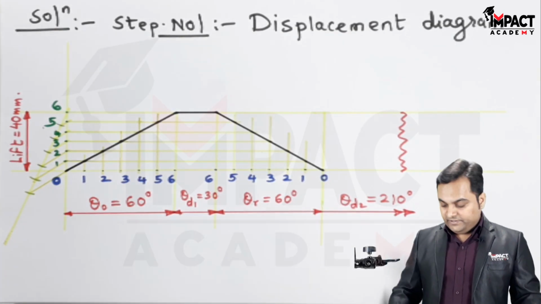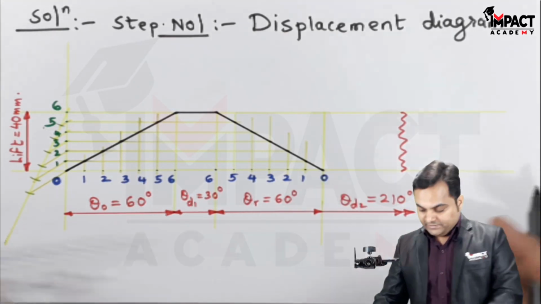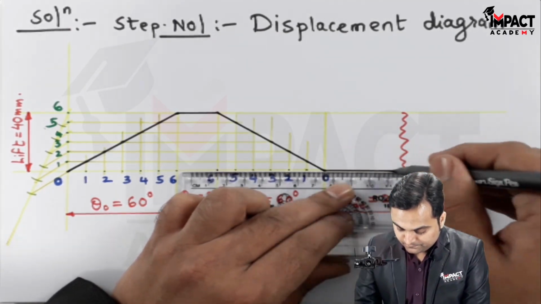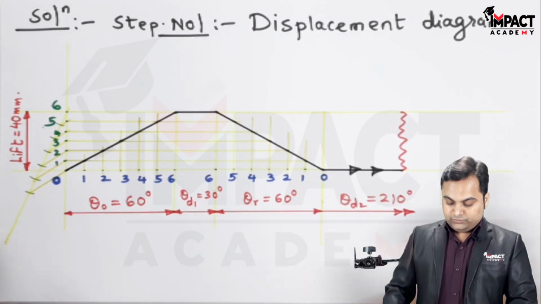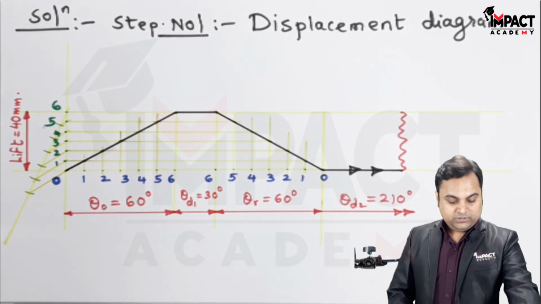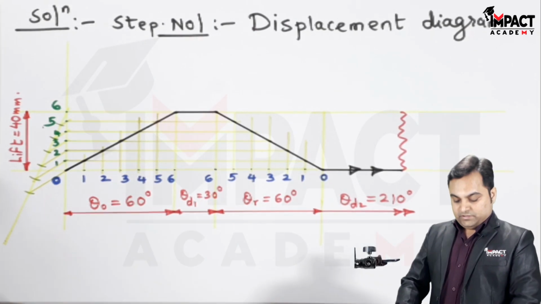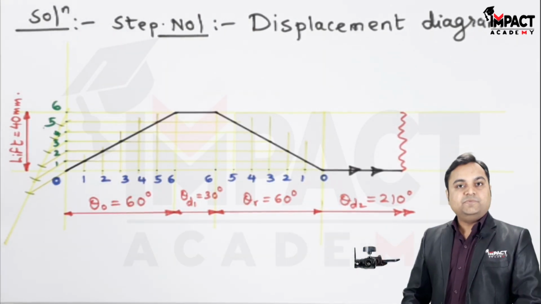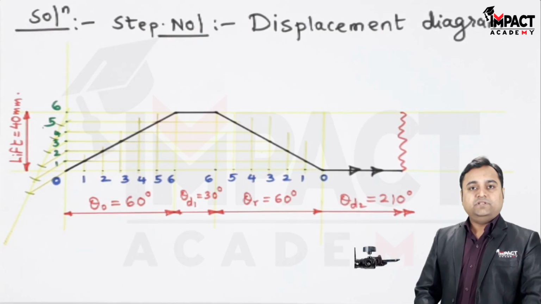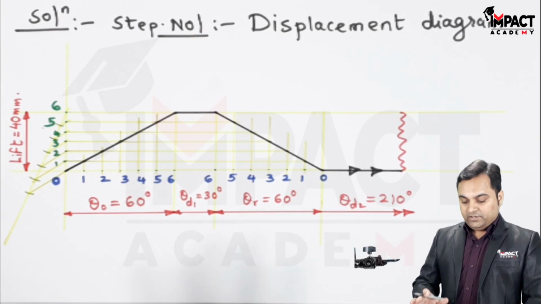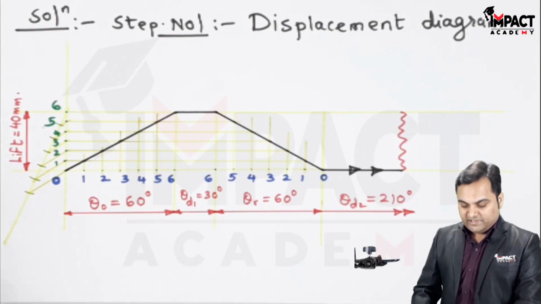After that there will be dwell for the remaining 210 degree. So this is the uniform velocity motion. Now I am just explaining how the follower is going to rise. Here the displacement diagram has been completed. Whatever I am showing now is just for the explanation part. It need not be shown onto the displacement diagram.